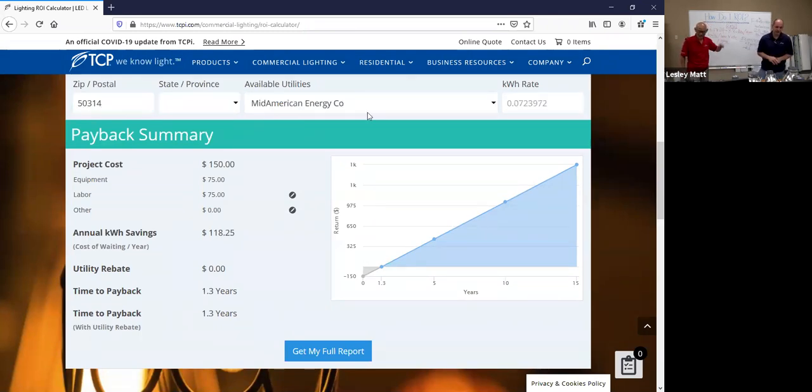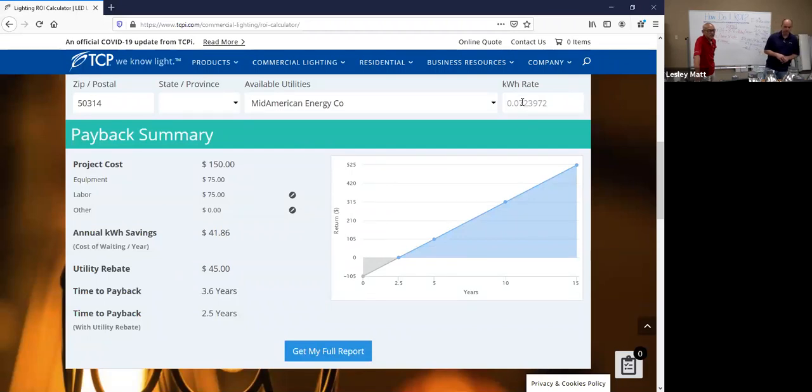Send me theirs. Okay. What's this one? This individual is in a Mid-American Energy area. So there's a rebate. They're at 7 cents a kilowatt hour, but they're looking at a $45 utility rebate on this fixture, and they still got a nice payback of 2.5 years. That's not bad. Really, anything under like 3 years looks really good.